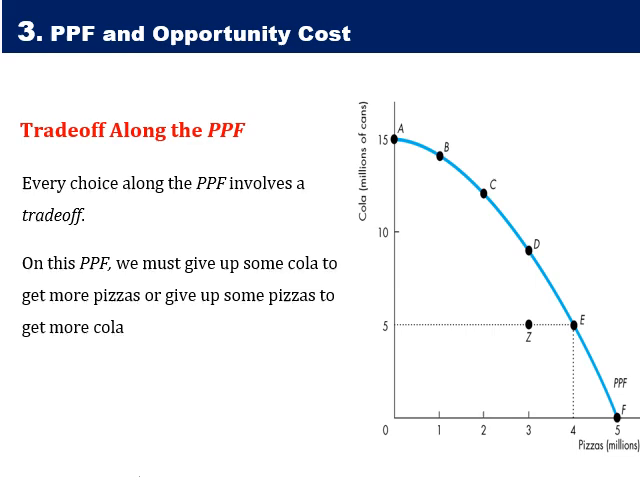Moving along the PPF implies a trade-off involved in diverting resources from the production of one thing to the production of another thing. So we can gain one thing, but at the opportunity cost of losing something else.